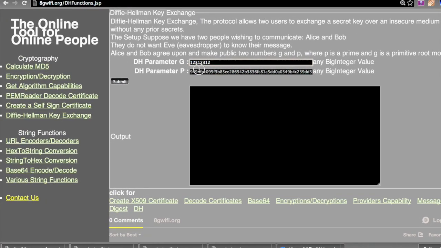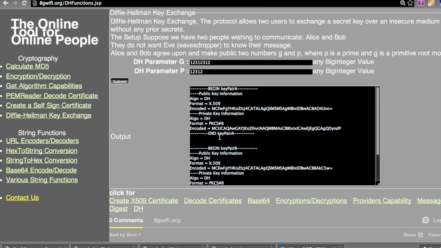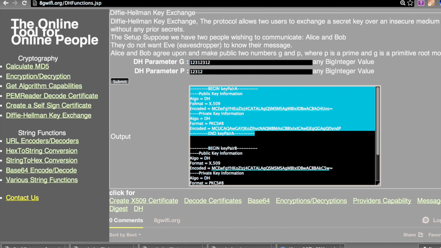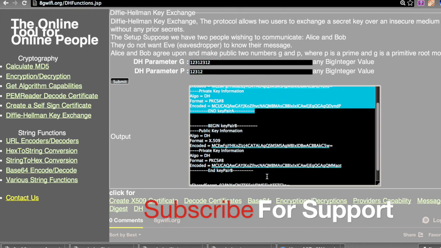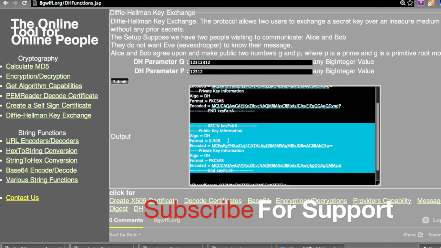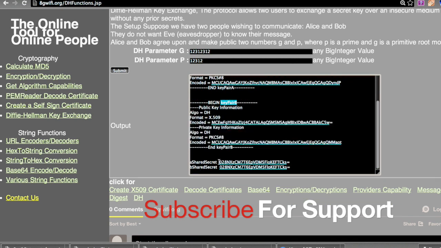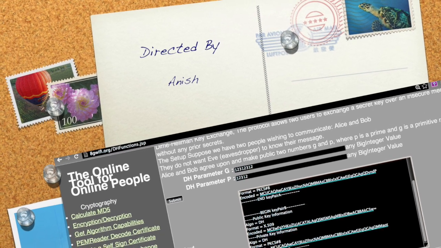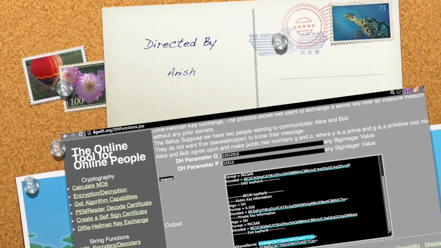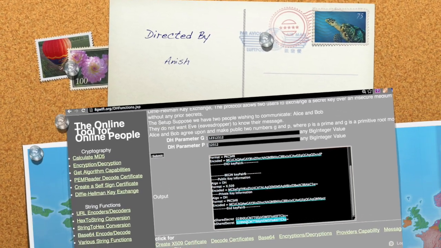So I'll fill up with some number and submit it. So we have created two key pairs, one for Alice, one for Bob, using the algorithm. And with this key pair, we got these two shared secrets for Alice and for Bob. And these two shared secrets are the same, as you can see.